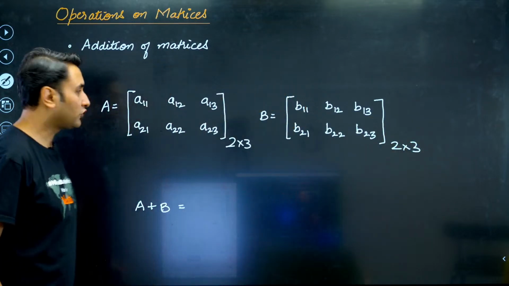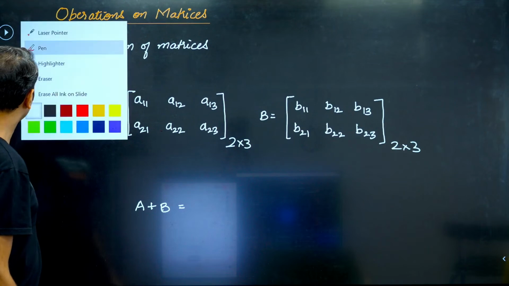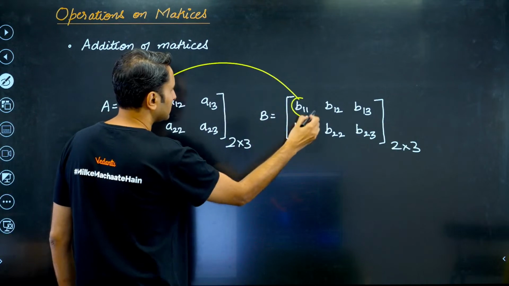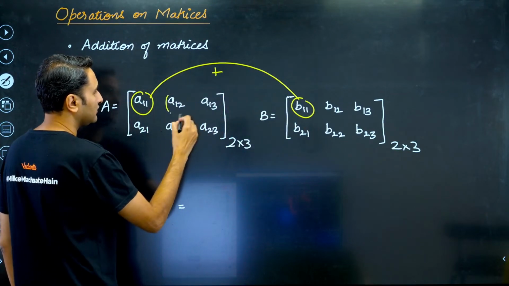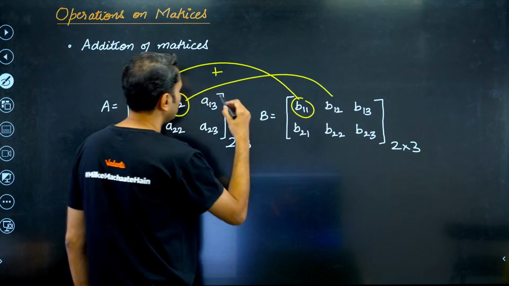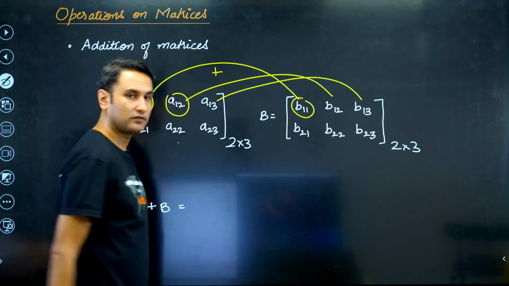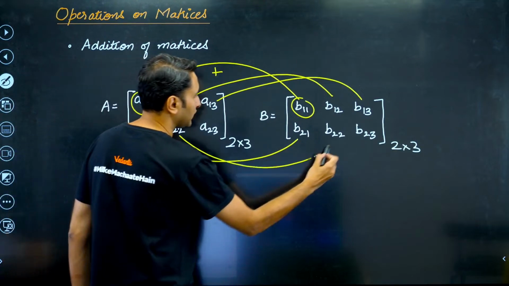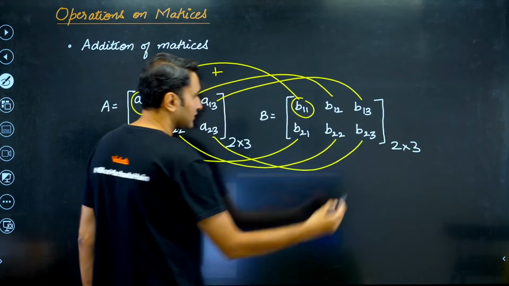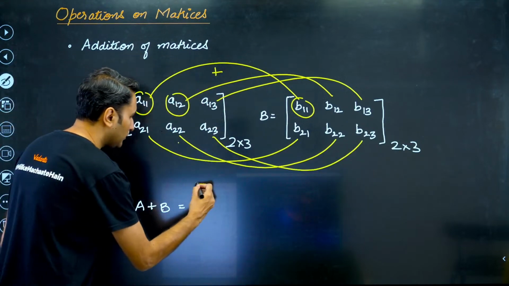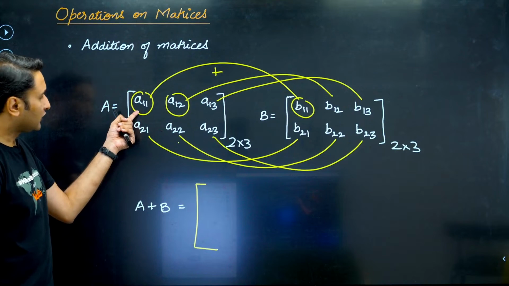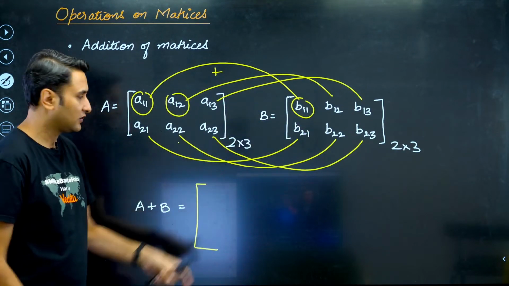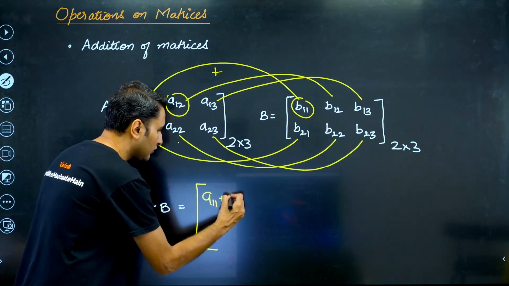Now when you add, what will you do, bachcho? You will simply add this plus this. Similarly, this one plus this one plus this one, right? And similarly, this plus this plus this plus this. To give you what? To give you A plus B as, see carefully, the first row, first column is the addition of first row, first column elements of both, right? So a11 plus b11.